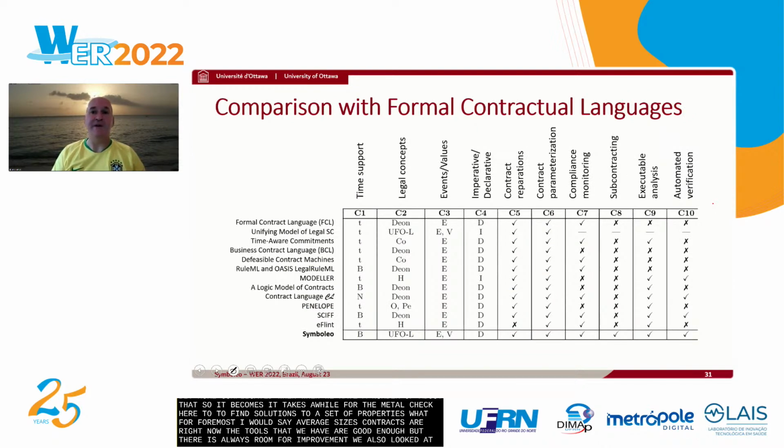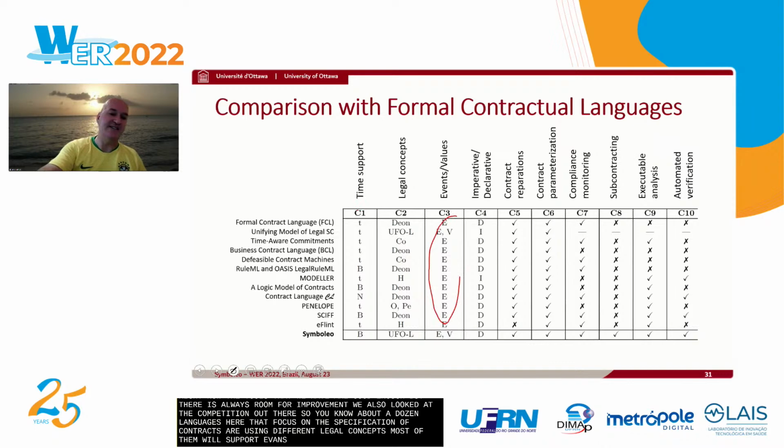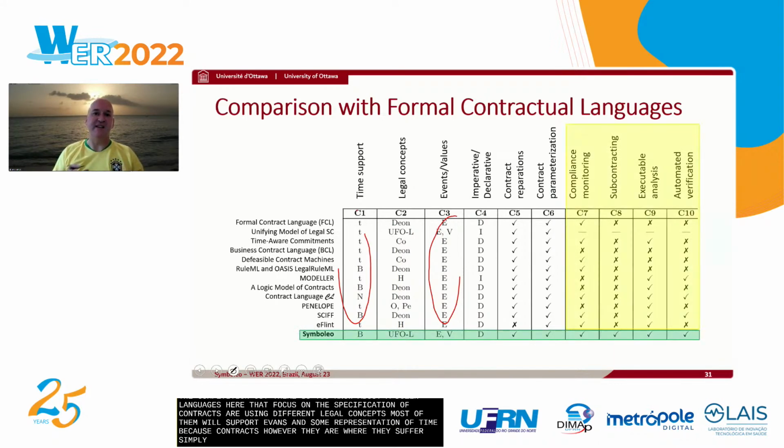We also looked at the competition out there. We have about a dozen languages here that focus on the specification of contracts using different legal concepts. Most of them will support events and some representation of time, because those are important in contracts. However, where they suffer essentially is in their support for analysis, I would say. Many of them will have fancy concepts supported in the language, for which it's very difficult to provide automated analysis afterwards. So Symboleo seems to strike a good balance between being able to represent various kinds of contracts while enabling automated verification and analysis, and also supporting more advanced concepts such as subcontracting.